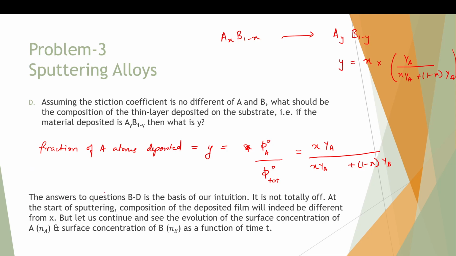So, the answer to these questions is the basis of our intuition. So, we intuitively also thought why sputtering will give exactly X, B 1 minus X when the yields are different for A and B, right. So, still why sputtering is used for this. So, at the start of sputtering, composition of the deposited film will indeed be different from X, but let us continue and see the evolution of the surface concentration of A, that is Na, the surface concentration on the target, and surface concentration of B, that is Nb, on the target as a function of time.